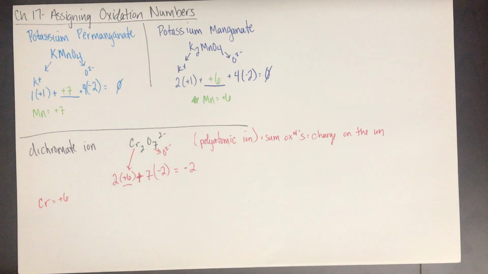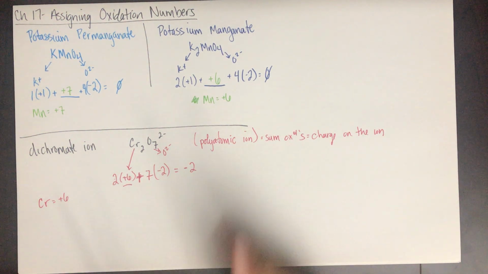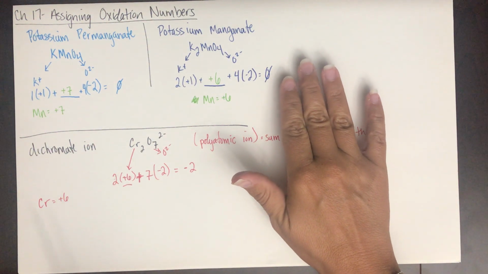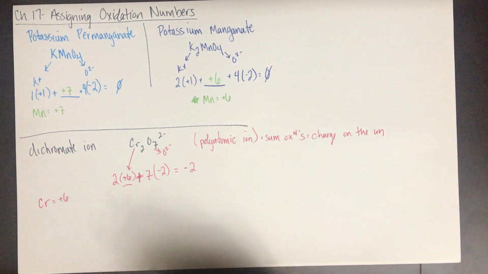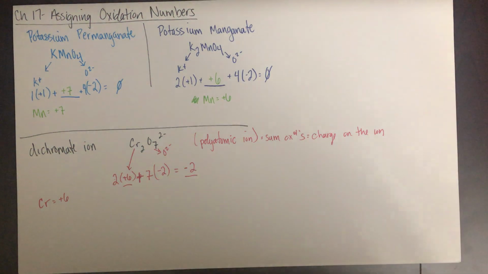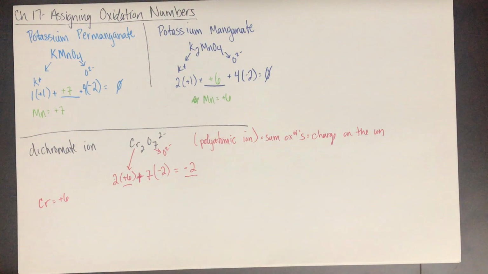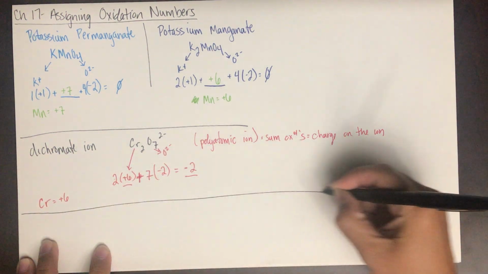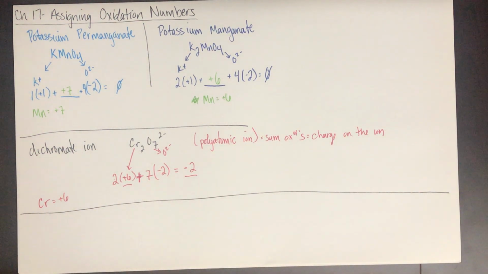So again, the only difference here is that in this example, these were compounds, so we want the sum of the oxidation numbers to be 0. In this example, it's a polyatomic ion with a charge of -2, so we want the sum of the oxidation numbers to be -2. Let's look at one more example where we are determining what's being oxidized and what's being reduced in a chemical reaction.